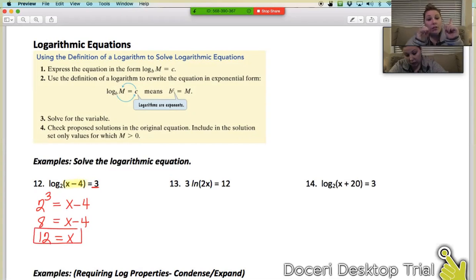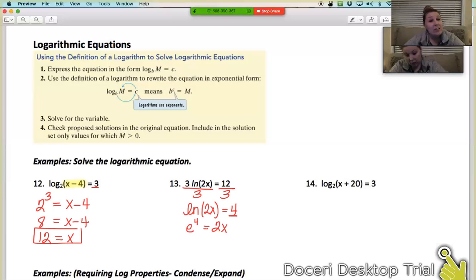Number 13, we have this coefficient of 3. So that's where we need to start, by dividing by 3 on both sides. That gives me that the natural log of 2x is equal to 4. Now, when we go to rewrite this, remember that the base for a natural log is the number e. So we'll say e to the exponent, which is 4, is equal to 2x.